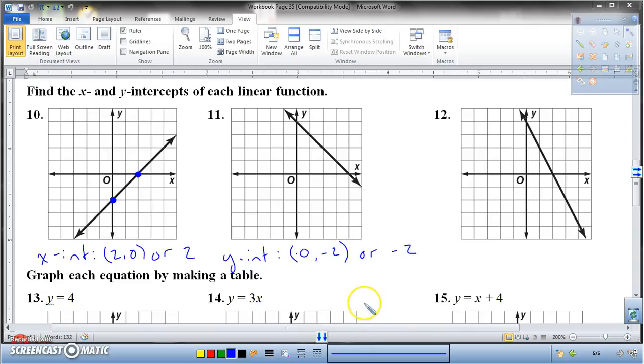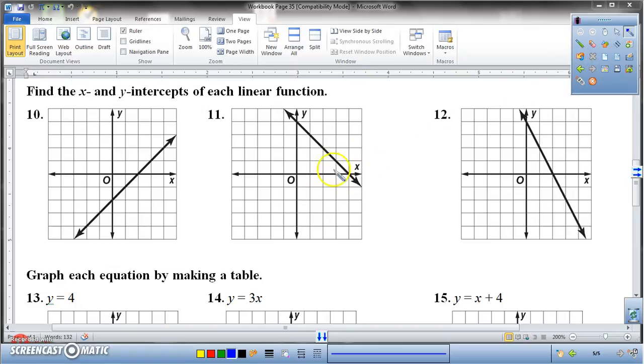Okay? Because it's understood that in a y-intercept, the x value is always 0, and that with an x-intercept, the y value is always 0. So you can either give the coordinates, or you can just give the values themselves. Okay, so this is a very visual skill. Just look at the graph and see what you've got.